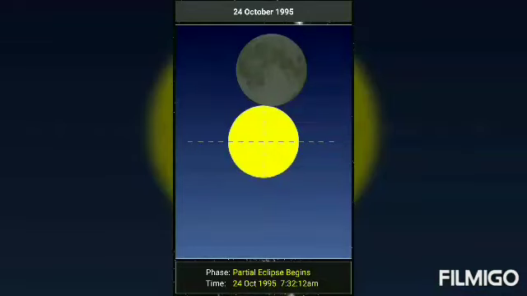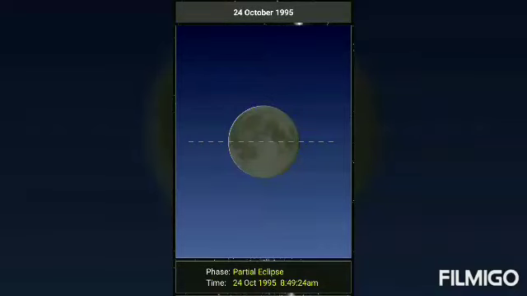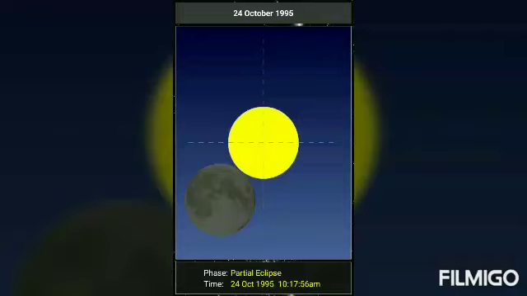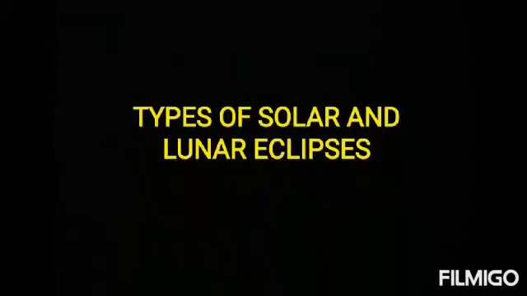Let's take the example of total solar eclipse, which occurred on 24th October 1995. Its path of totality went over Kolkata, India. The lunar disk touched the solar disk at 7:32 am, marking the beginning of the partial phase of the eclipse. Total eclipse occurred at 8:49 am and the partial phase ended at 10:17 am. This is all about the different types of solar and lunar eclipses.